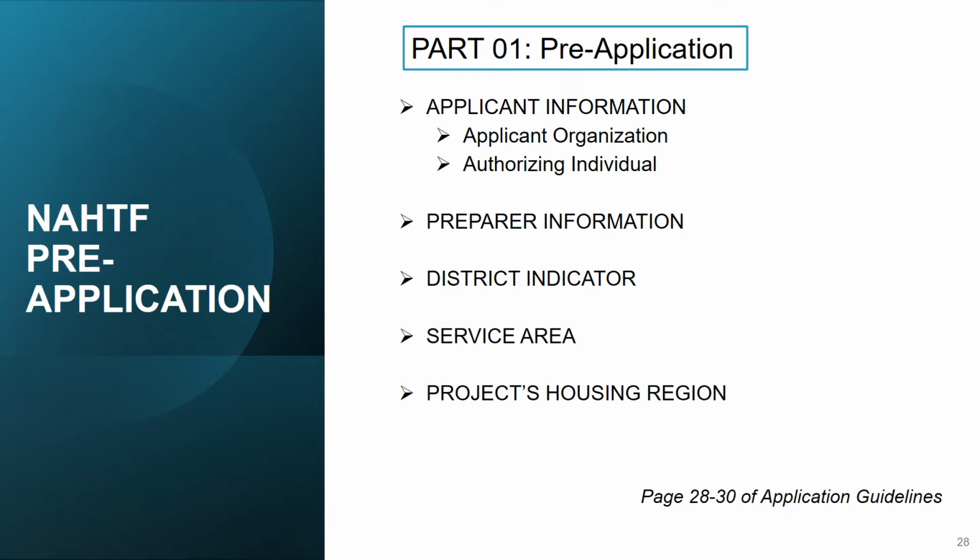Next is the preparer information. The application will ask you to verify whether or not the application preparer is on staff for the applicant organization. The contact information will be requested for the preparer. Following these are the district indicator, the service area indicator, and the project housing region indicator.